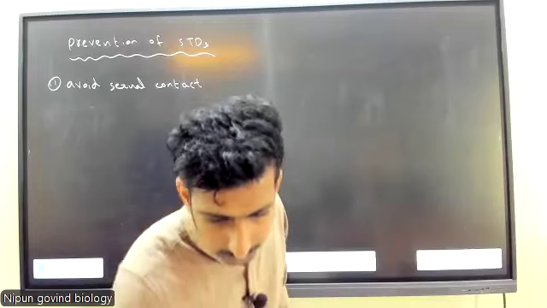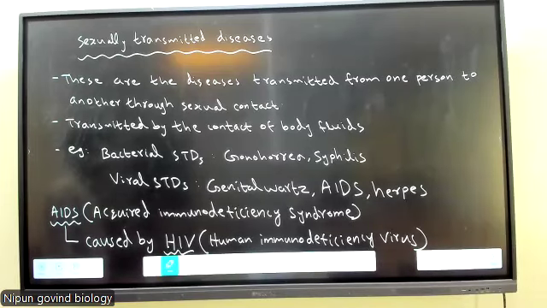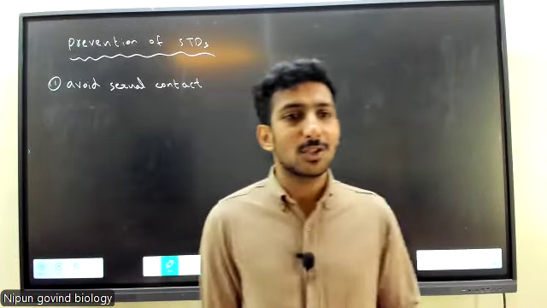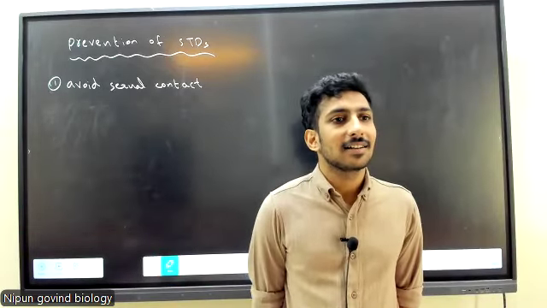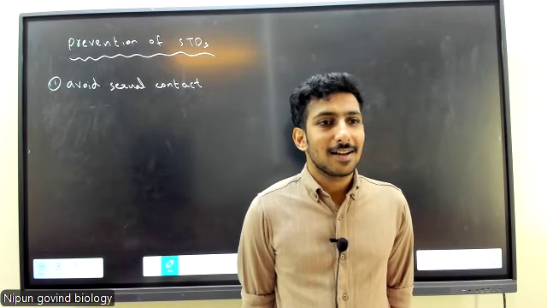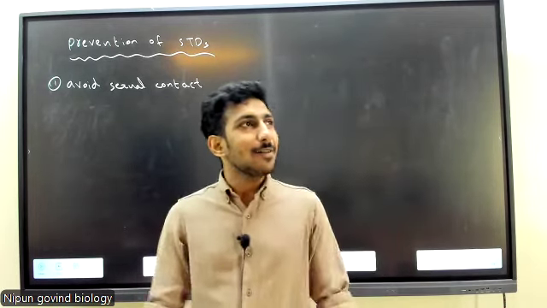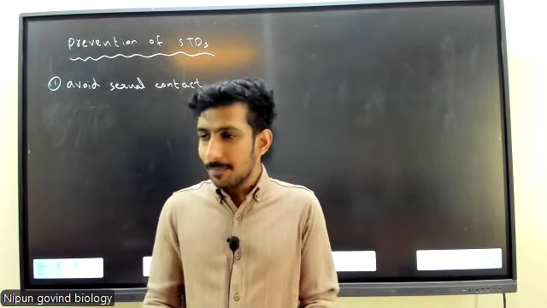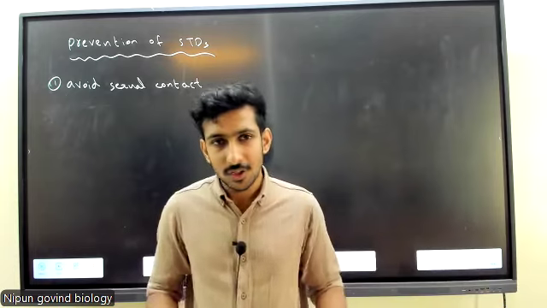Once again, the bacterial STDs are gonorrhea and syphilis, and the viral STDs are genital warts, AIDS, and herpes. What is a sexually transmitted disease? How can you define sexually transmitted diseases? Transmitted from one person to another through sexual contact. Some students write that it is transmitted through sexual reproduction. That is wrong. Reproduction has no connection with this. Reproduction is the production of offspring, right? Just sexual contact. Understood?